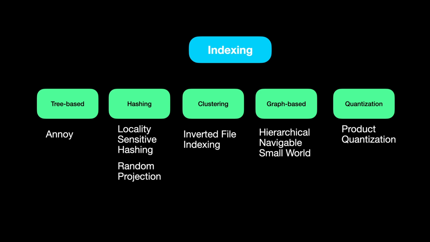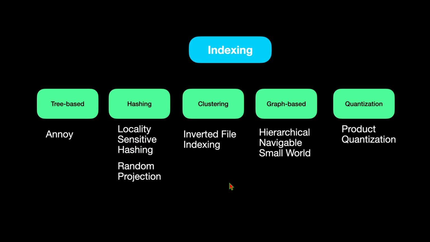The whole purpose of storing the embeddings in the DB is to retrieve them seamlessly, and indexing plays a crucial role in the process. So we need efficient algorithms for indexing, and they can be broadly divided into tree-based, hashing, clustering, graph-based, and quantization. Under each of the categories, we are going to have a look at these algorithms.